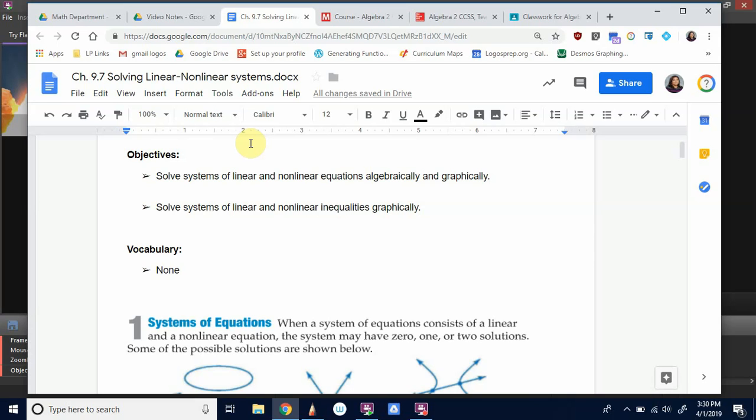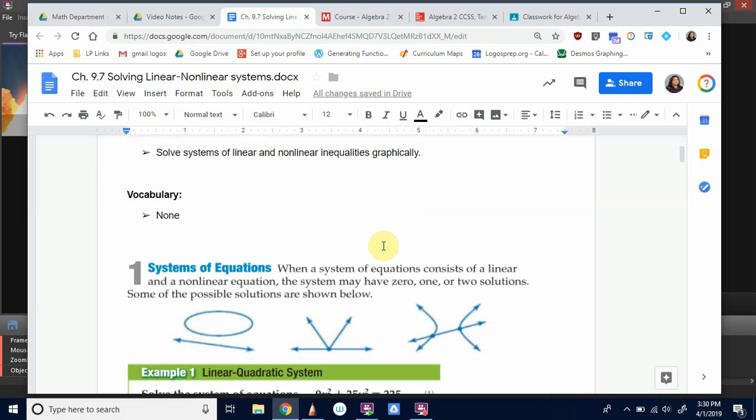So just like systems of linear equations, which means we had two linear equations, those we wanted to find where the graphs intersect. Well, here we're going to do the same thing. We don't have any vocabulary that's new, at least.